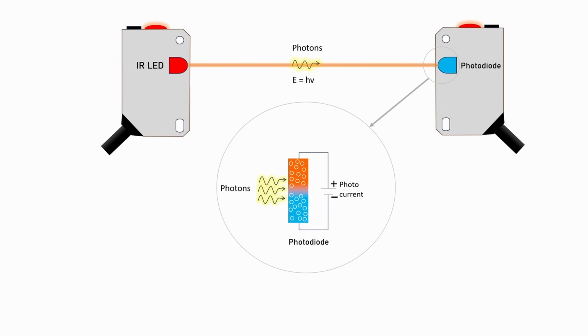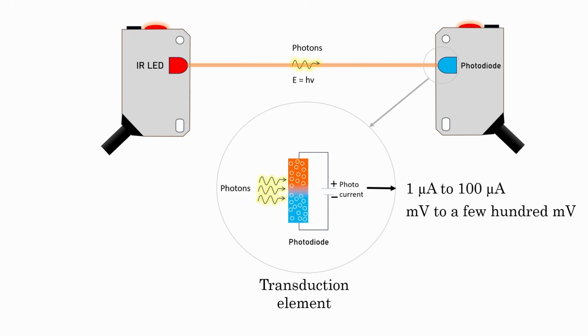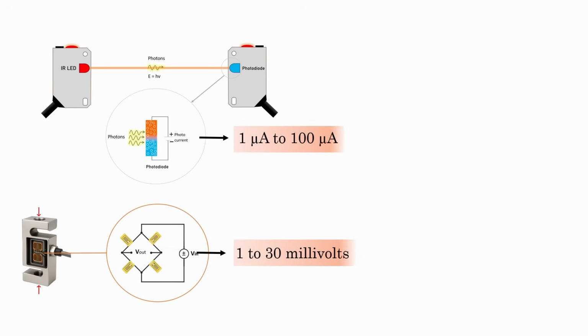Similarly, in a photoelectric sensor that uses a photodiode, the output current is typically in the range of 1 microampere to 100 microamperes, and the voltage developed across it will be just a few millivolts or a few hundred millivolts. These signals are so weak that they easily get disturbed by electromagnetic noise coming from nearby motors, drivers, or other electrical components. As a result, we get fluctuating or unstable readings.